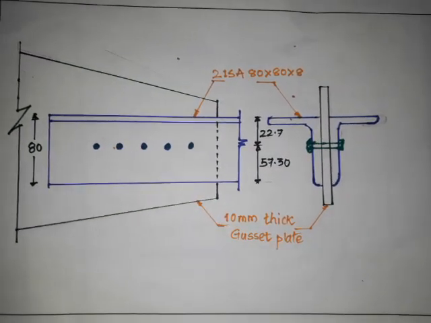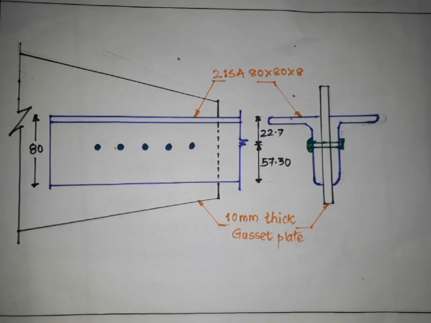So hello everyone and welcome back once again to today's session of design of roof truss. So in the last session we started with the design of principal rafter, and we have finished the first step, that is the selection of member and connection details.